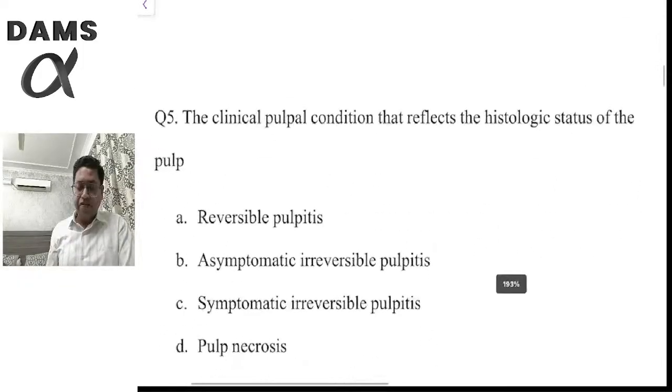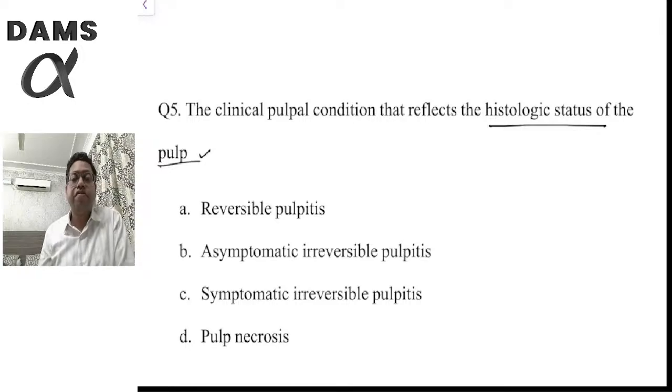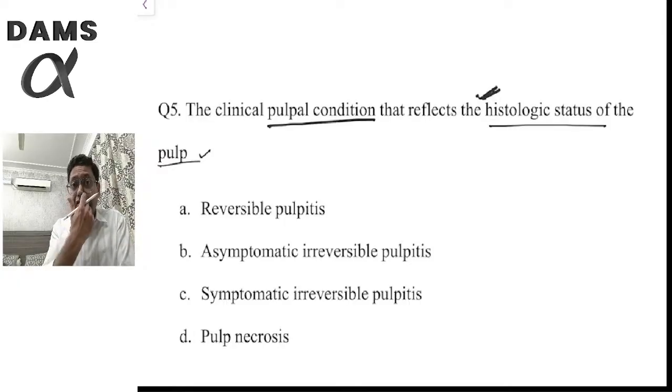Coming over to question number 5. The clinical pulpal condition that reflects the histologic status of the pulp. Now it is a very good question. The clinical pulpal condition that reflects the histologic status of the tooth means what clinical diagnosis of the pulpal disease can give you an actual picture of the histology of the pulp.